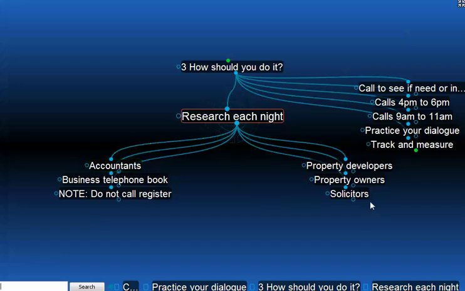The same can be said with solicitors. Very good people to know. The solicitors will have property-related people within their client database. Again, it's a trust issue. They have to trust you before they will feed business to you. Of course, you do need to know property owners in the area.